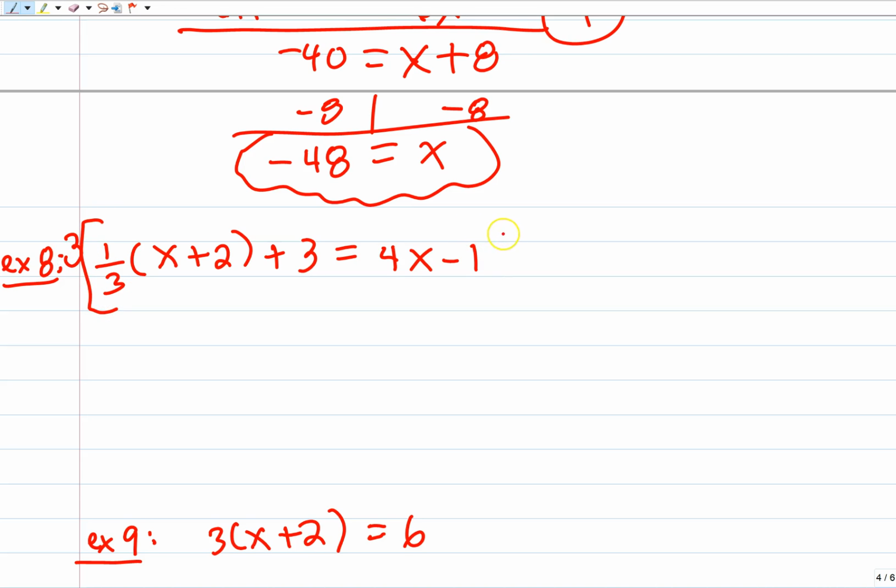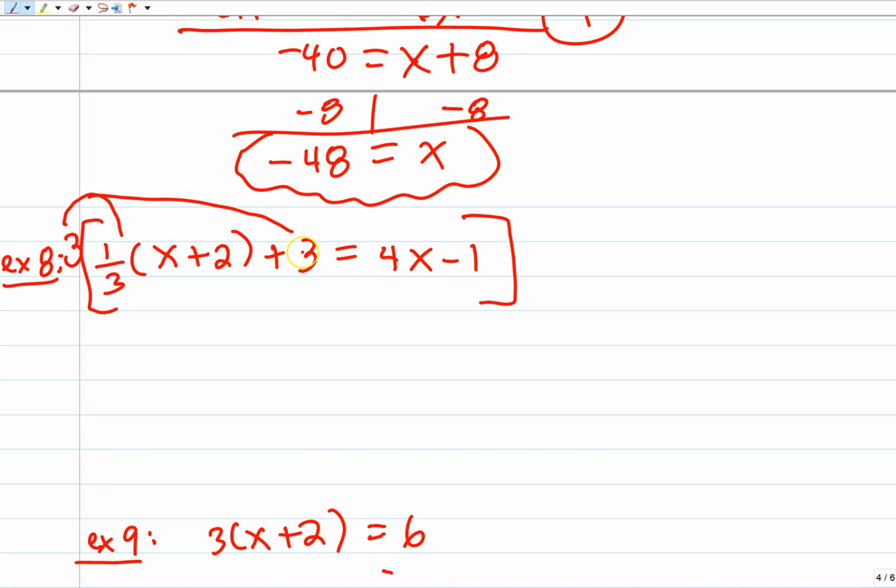I'm going to multiply everything by what? 3. So here's the issue, and this is where some of you are going to like me right now. This 3 is going to multiply to the 1/3, to that group. Then it's going to multiply to the 3. And the reason why is this whole thing is grouped together. This whole thing is one group. So it only distributes to that 1/3, and then it goes to the next term.